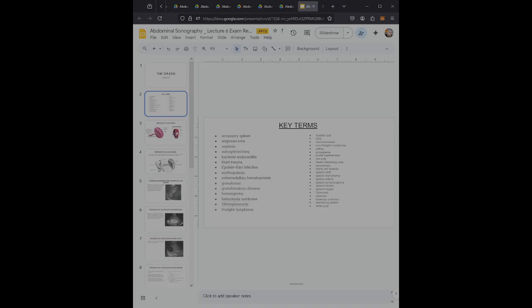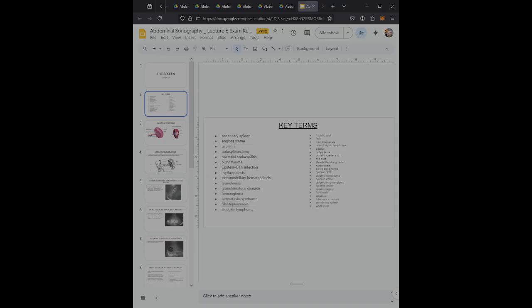Erythropoiesis is a process of making red blood cells. Extramedullary hematopoiesis is the spleen's hematopoietic function, and this can return in cases of severe anemia. Granulomas are small echogenic calcifications that result from inflammation of tissue.